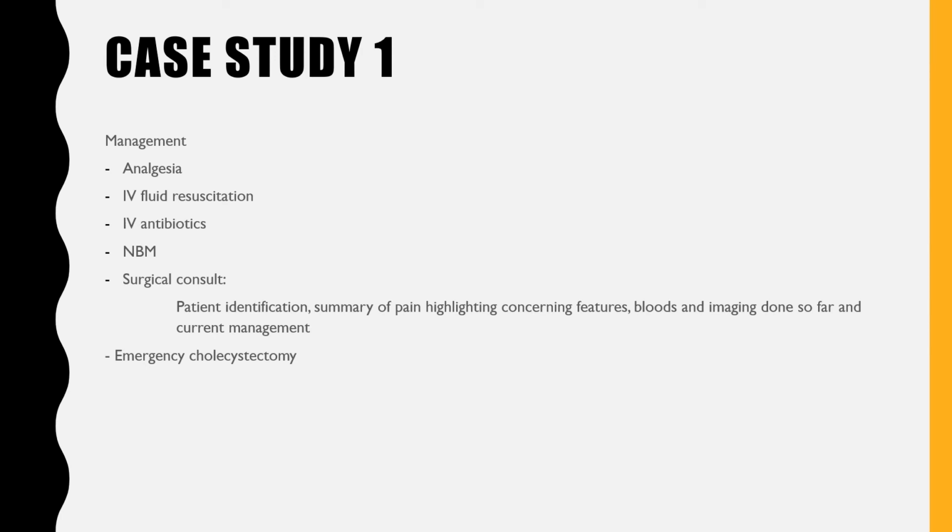This is the most severe episode of pain she has had, although she's had previous similar episodes in the past. On examination, she is mildly tachycardic. She is tender in her right upper quadrant with involuntary guarding and has a positive Murphy sign. Her bloods show raised inflammatory markers, an elevated ALP and GGT, and we've done an abdominal ultrasound that shows pericholecystic fluid, thickened gallbladder wall, gallstones in the gallbladder, and a positive sonographic Murphy sign.